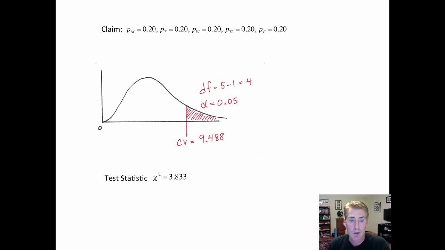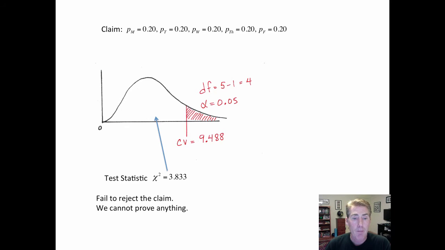From the previous page, remember that the chi-squared test statistic was 3.833. And now the question is, does the 3.833 go past 9.488? No, it does not, which means that we didn't prove anything. More formally, you can say failed to reject the claim, but we basically did not have enough data to make a conclusion, which is basically saying that 60 tardies is not enough data. If you want to prove something, then you really need more data than that.